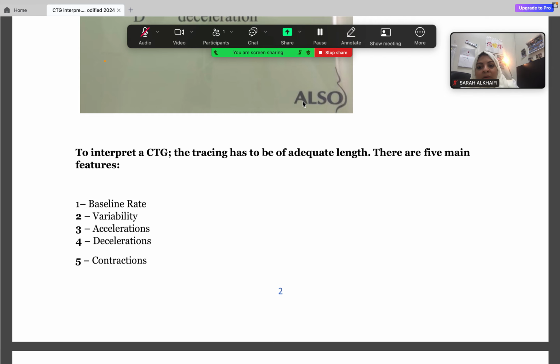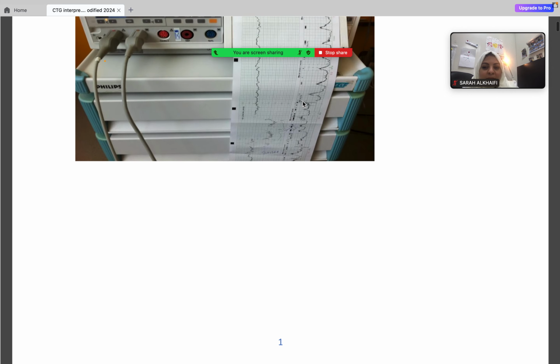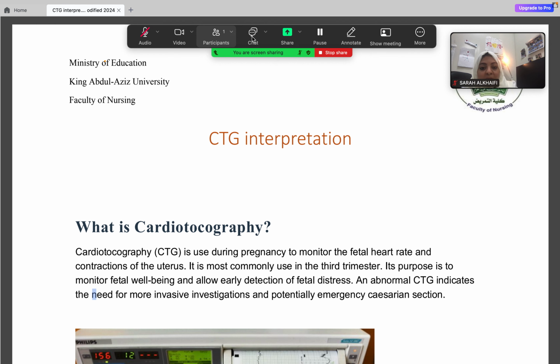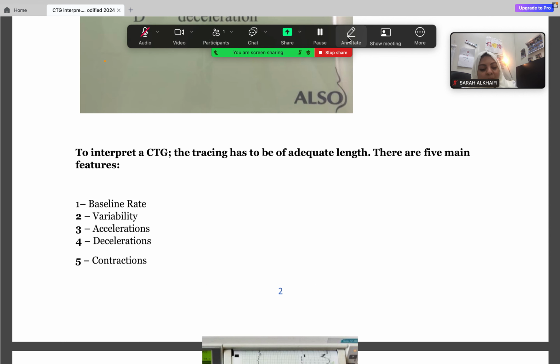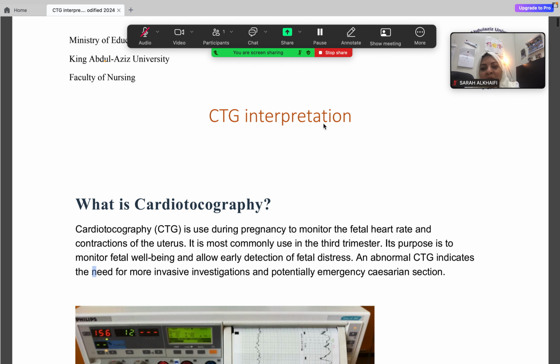Okay, Bismillah Rahman Rahim. We're going to talk today about CTG, or electronic fetal heart monitoring. It's one of the important labs we cover extensively in the maternity courses, but here we're going to talk about it very quickly. It's just a quick recap for you, students.